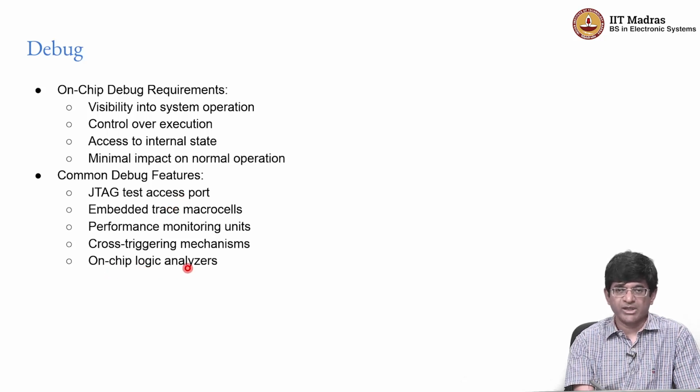In the context of FPGAs, and as we will be seeing in the lab assignments as well, you can use what are called on-chip logic analyzers, which allow you to dynamically observe the different signals that are present inside the logic of the design.